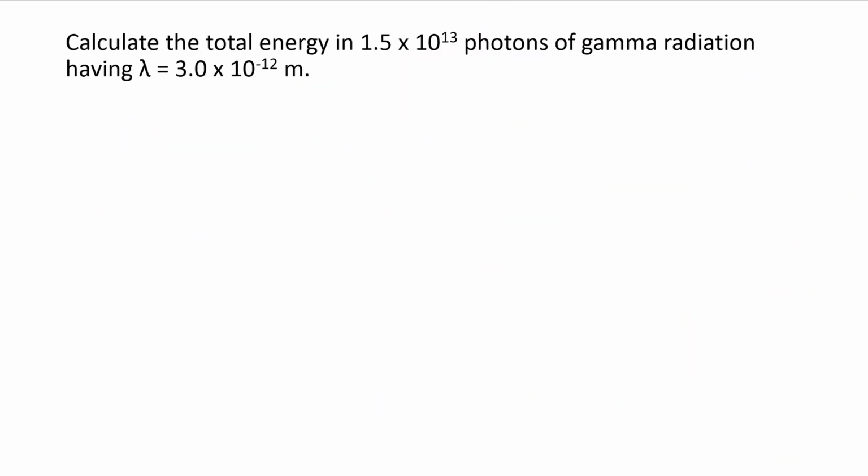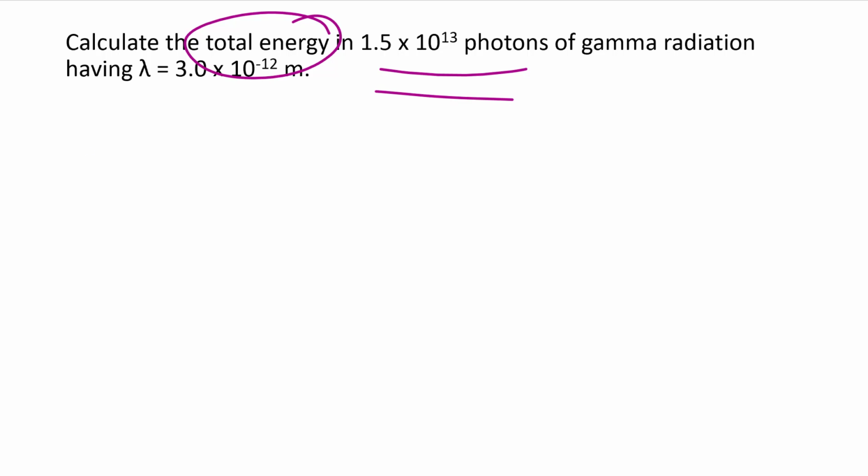Which leads us to our next question. How do you calculate the total energy when you're given the number of photons? Remember, when you calculate E, you're calculating the energy of one photon. But when you multiply this, you'll be able to get the energy of all photons. It's like saying, if I know the cost of one piece of candy, well, how many does 1,000 pieces of candy cost? Well, you just multiply it.